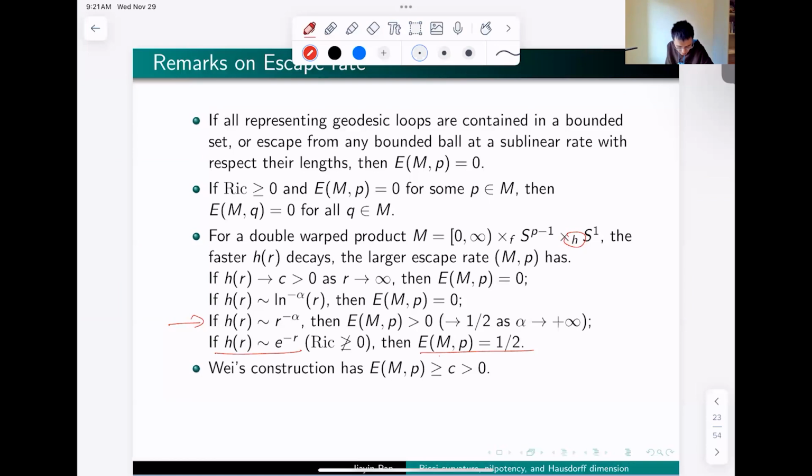And for the polynomial ones, if your alpha is very, very large, as it goes to infinity, the escape rate also goes to one half. But alpha going to infinity will also require your dimension m to go to infinity, by the way. So at least in these examples, that's the case. So if you fix your dimension, then this alpha cannot be too big. And in Guoyi Xu's construction, where you have this torsion-free nilpotent fundamental group, the escape rate is away from zero, in the sense that you cannot tweak the parameters there so that it gets arbitrarily close to zero.